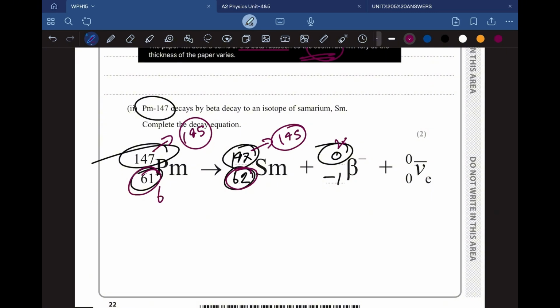No, basically this will be the same because the proton number remains the same. This is something that we'll have to understand: that isotopes have a different number of neutrons, but their proton number remains the same. So here the proton number will be 61 as well. So it will remain 62.